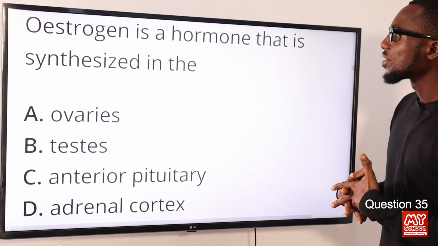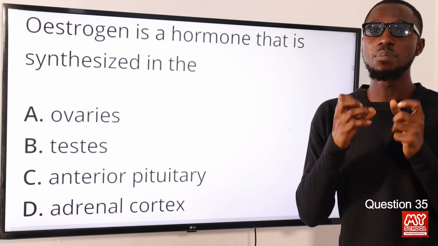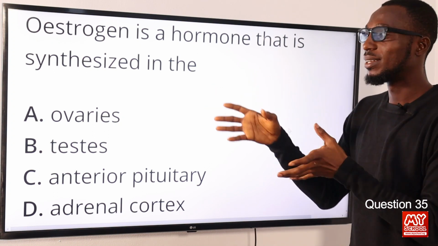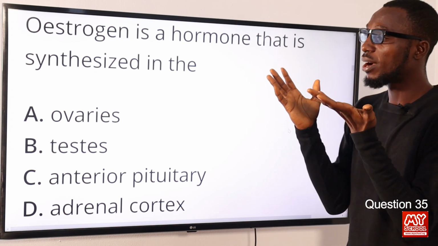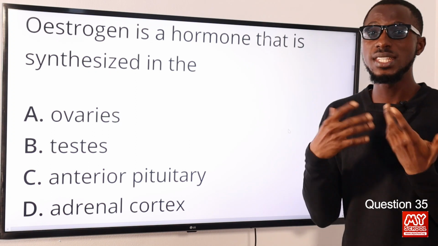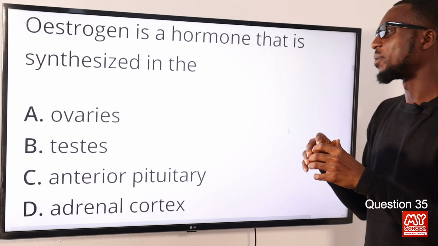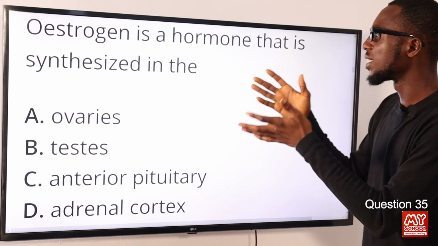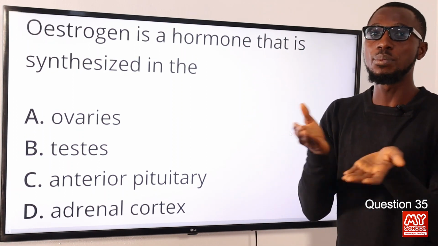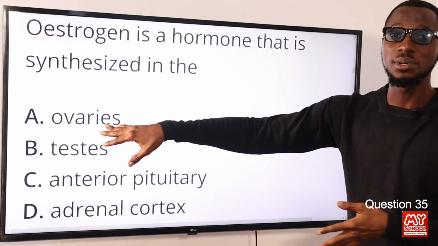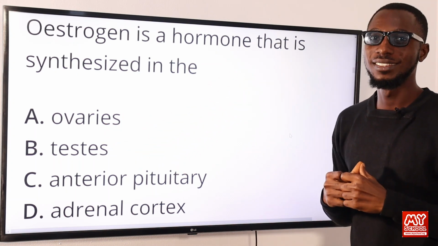Question 35. Estrogen is a hormone that is synthesized in the female reproductive organ, alongside progesterone, which we know as a pregnancy hormone. The function of estrogen is to stimulate the development of secondary female characteristics. I've mentioned it is synthesized in the female reproductive organ, and that is why we are looking at ovaries. So the correct option is option A for ovaries.